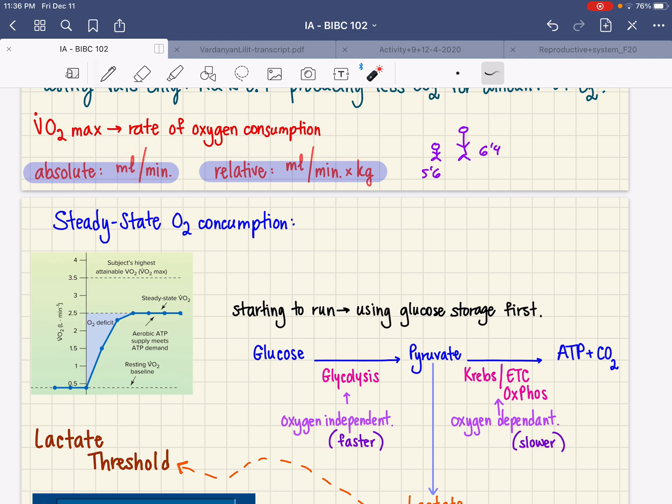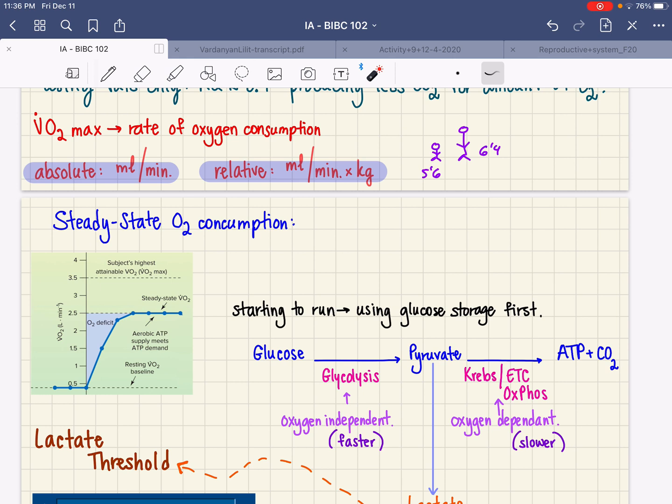However, to make it a fair comparison in science, when comparing two individuals, we will use relative VO2 max, because this way we can divide this ratio by the kilograms of the individuals, and this way we will equilibrate the VO2 maxes, and we can compare them more fairly.